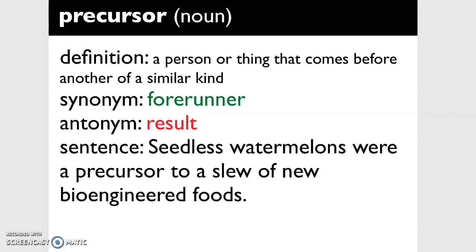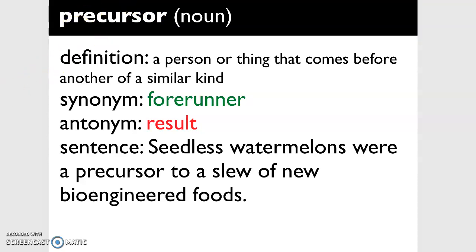Your next word is precursor. So let's say that together. Precursor. Good. This is a noun. It is a person or a thing that comes before something of a similar kind. So we can see that it comes before because of this right here, the pre. So pre means before. So when you see this pre in a word, usually that's a signal that it comes before. So a precursor is something that comes before something else that's similar.